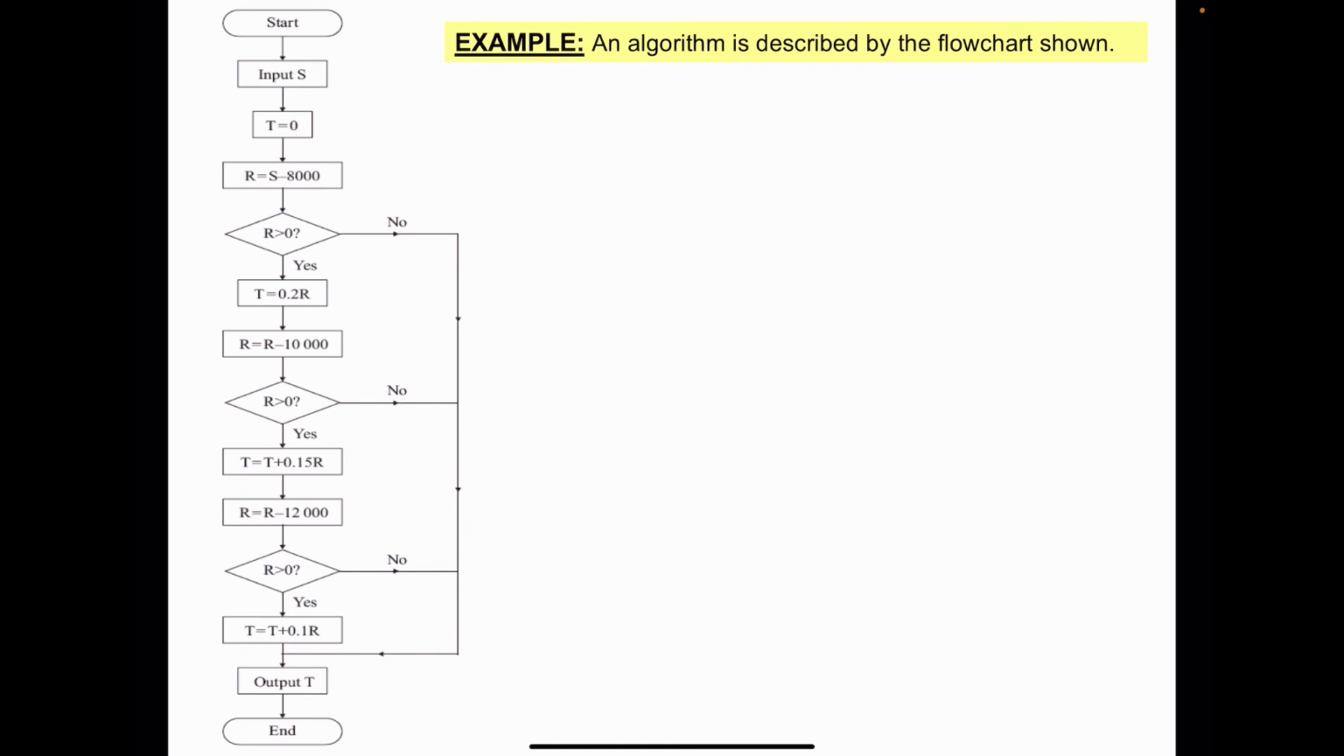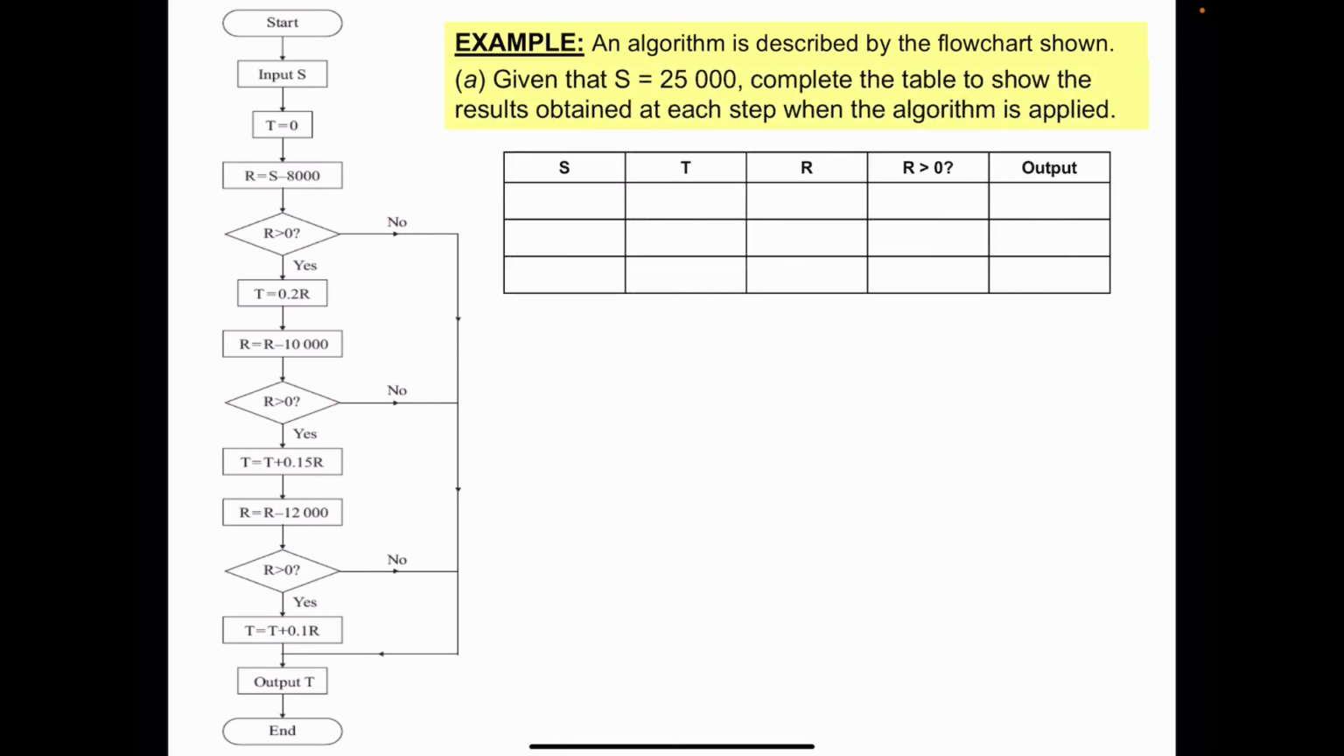So when we look at the next example, it's described by this flowchart, and what we need to do is, the initial value of S is given as 25,000, and you need to complete the table. So just follow the steps: input the S value, that's 25,000, and assign the T value equals 0. Then find out the R: S minus 8,000 is 17,000. R is positive, that means it's okay, and I continue and assign the new value to t, what is 20%. Then I continue and assign the new value to r, what is 17,000 minus 10,000, 7,000.